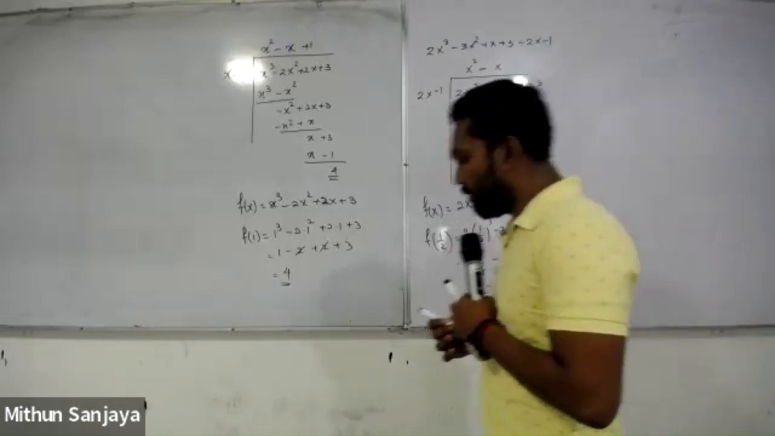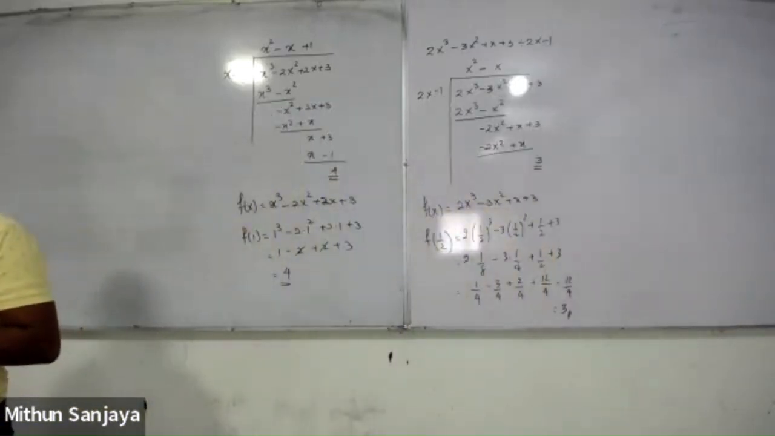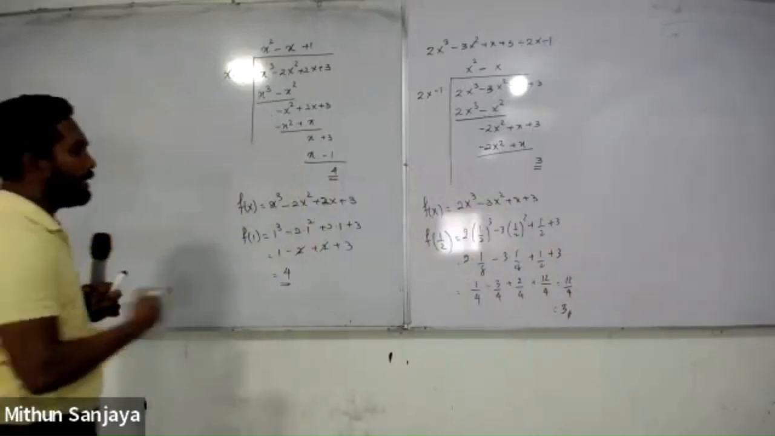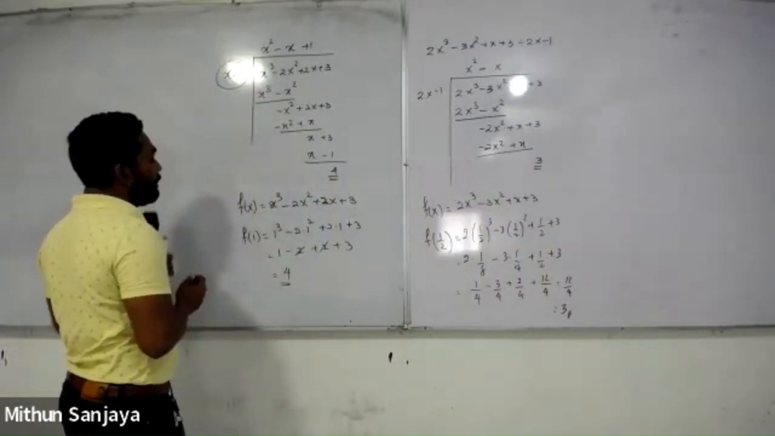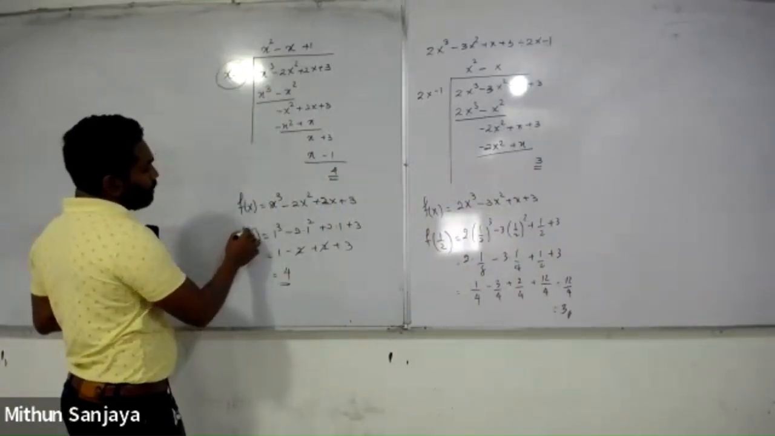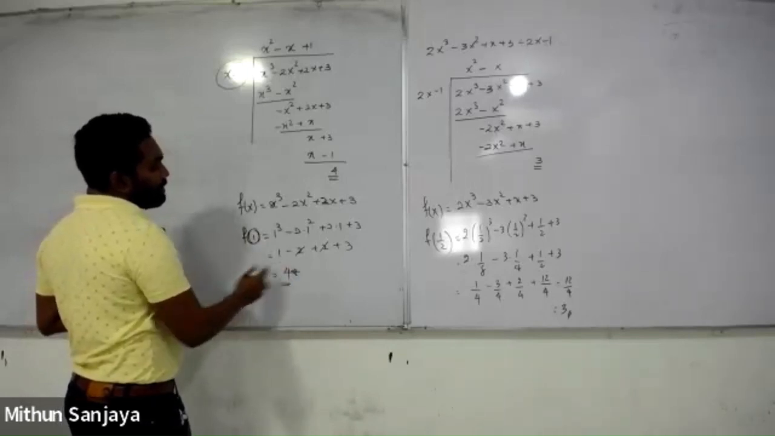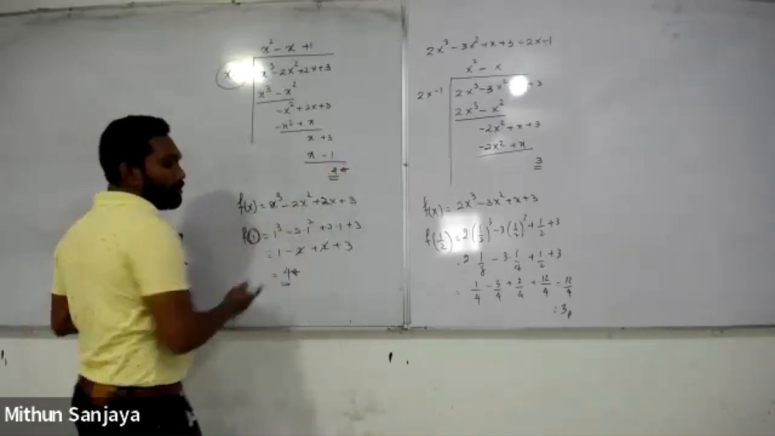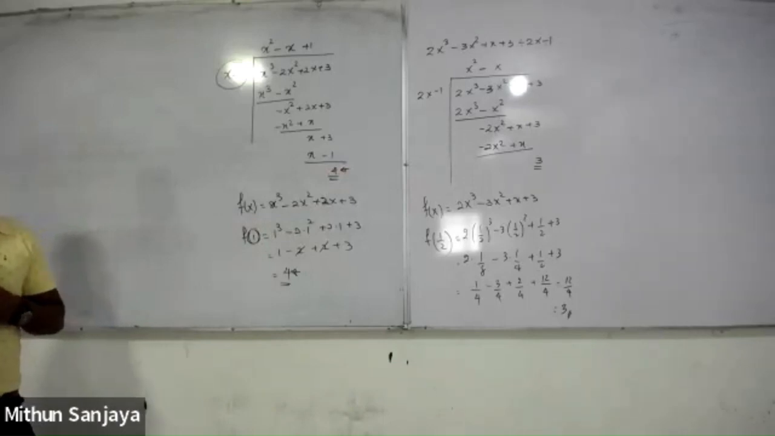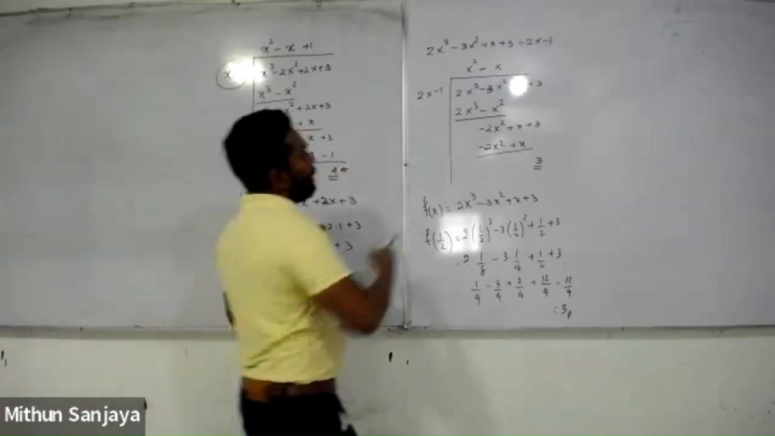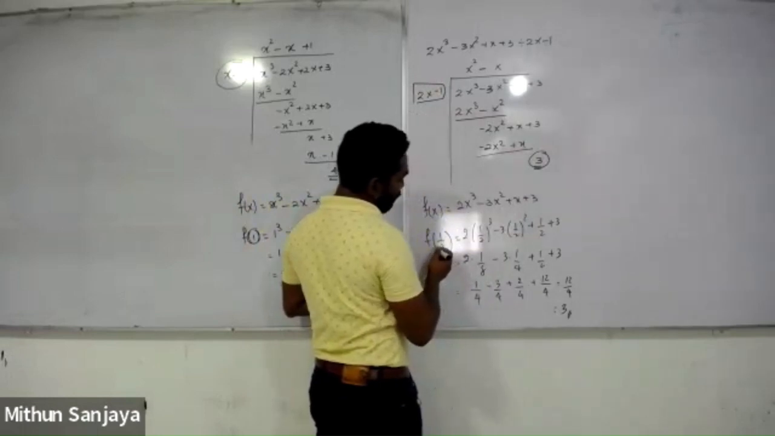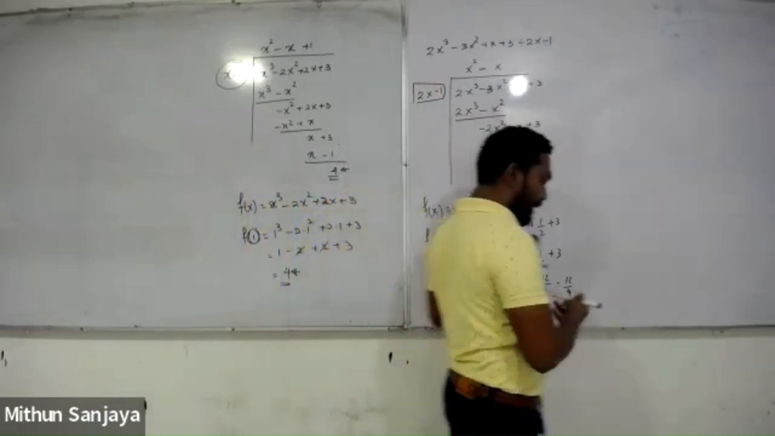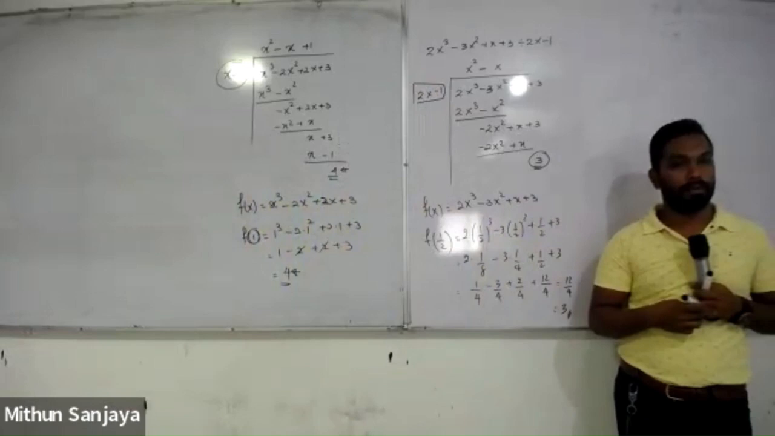Now what happens? If we divide by x minus 1, we substitute 1 here. The answer is 4, and the remainder is 4. We also divide by 2x minus 1. The remainder is 3, and if we substitute x equals half, the answer is 3. They have some relation.